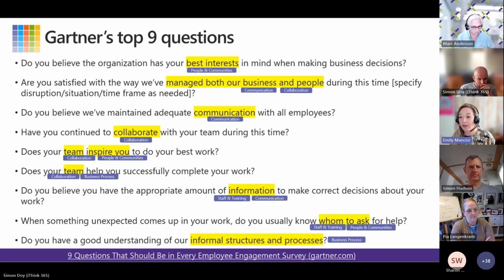I'll pause here because this is our first introduction of bringing in different competencies and how it overlaps with engagement or employee experience. Any feedback from the team or our practitioners joining us today?